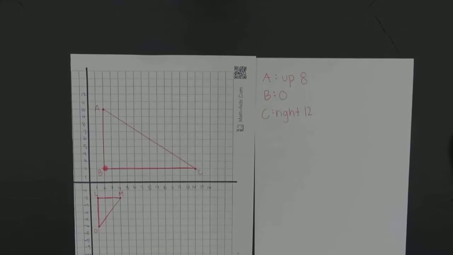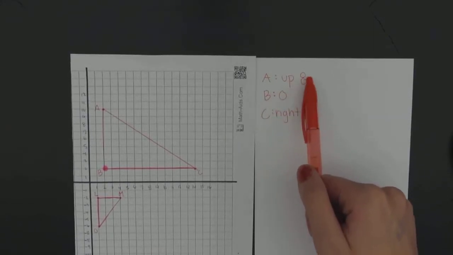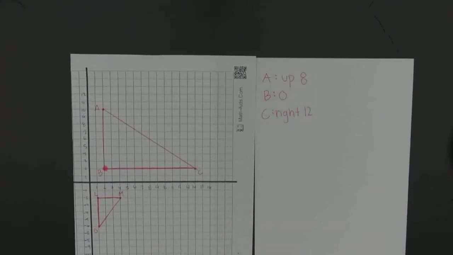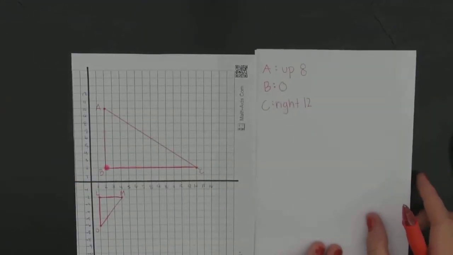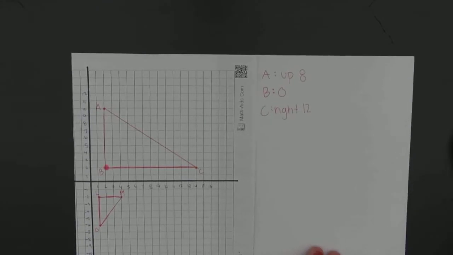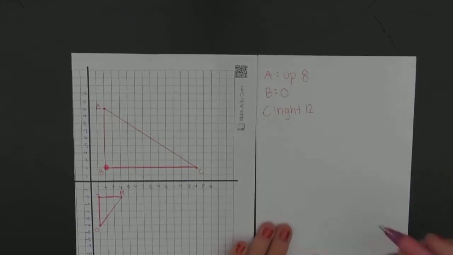12. Now I'm going to take each of these, which are distances. These are not coordinates. These are distances. And I'm going to multiply the distance by my scale factor. So the scale factor it gave us, again, was 1/2. So we're going to take each of these and multiply them by 1/2. Now I'm going to show my work on this one.